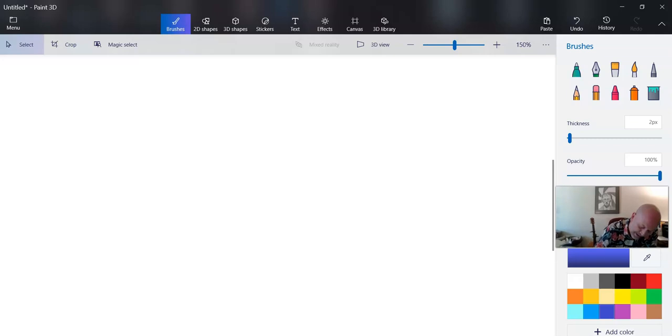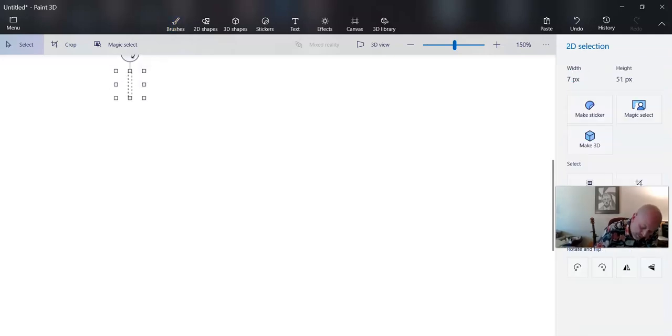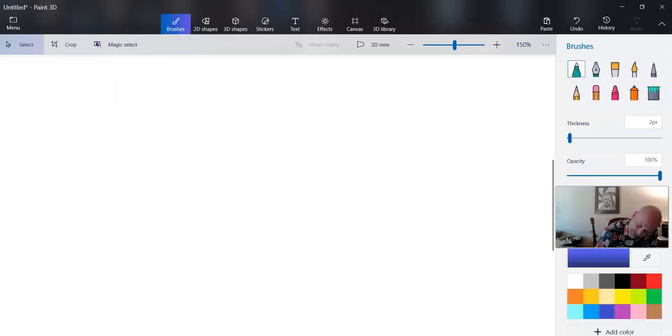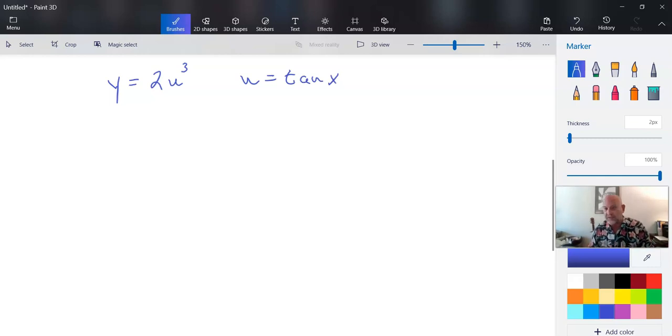Let's say we have y equals 2u to the third, and u is equal to tangent x. I want you to see if you can do this one on your own. So go ahead and pause this. Hopefully you've tried a couple of the others on your own too. I forgot to mention that you should probably pause it and try. But see what you can do with this.